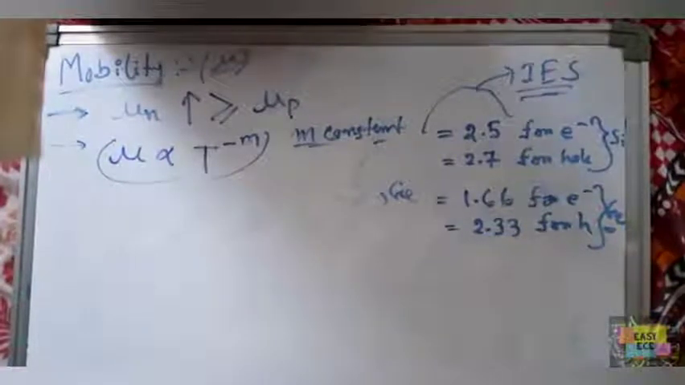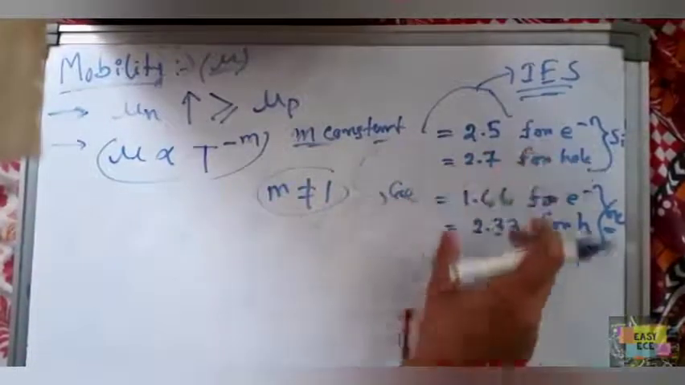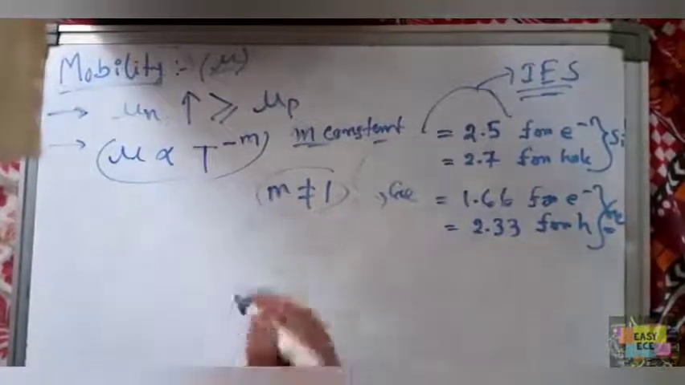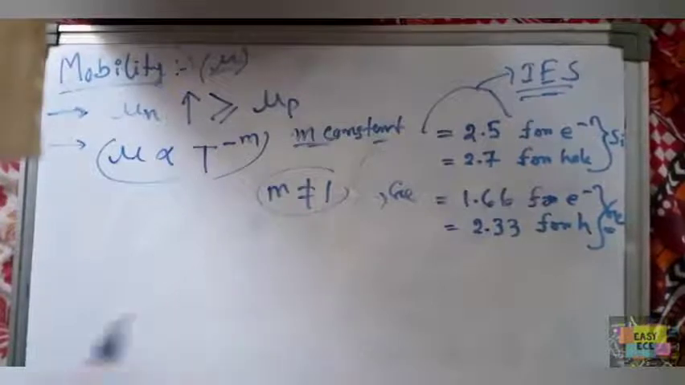Here m is not equal to 1 because m has some other value. So mobility decreases with a nonlinear variation with temperature. So mobility of charge carrier decreases nonlinearly with temperature.